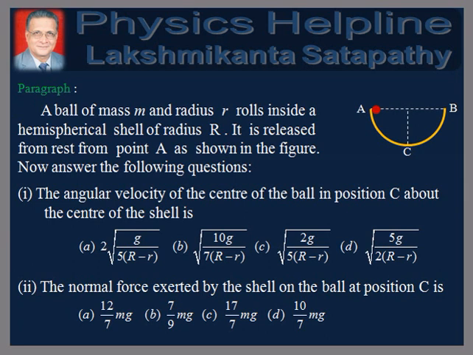Question 2. The normal force exerted by this shell on the ball at position C is. The options are 12 by 7 mg, 7 by 9 mg, 17 by 7 mg, and 10 by 7 mg.